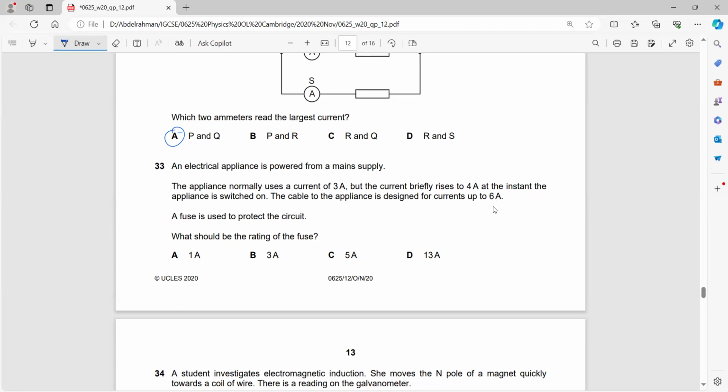Why is it only 5 amperes? Can you use a fuse of 3 amperes? No. Why? Because it would blow instantly. It would blow each time you switch on the appliance. You cannot use a fuse of 13 amperes. Why? Because after some time, the wires or the cable would melt.